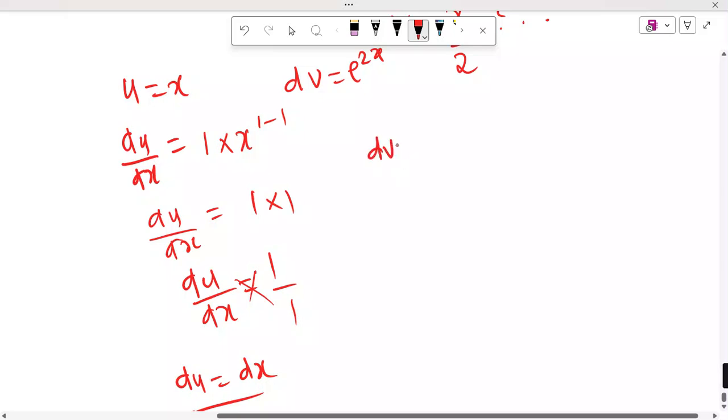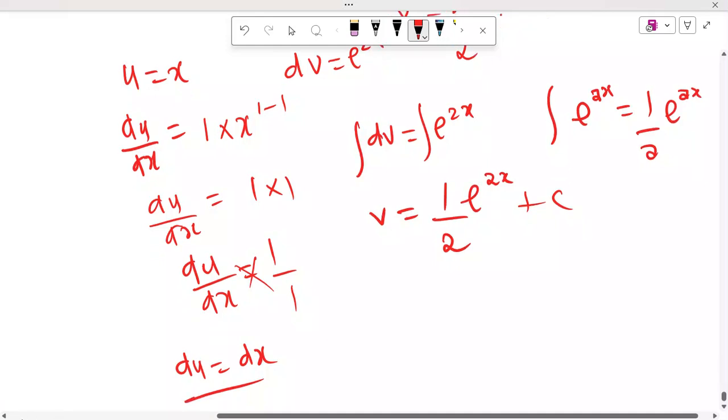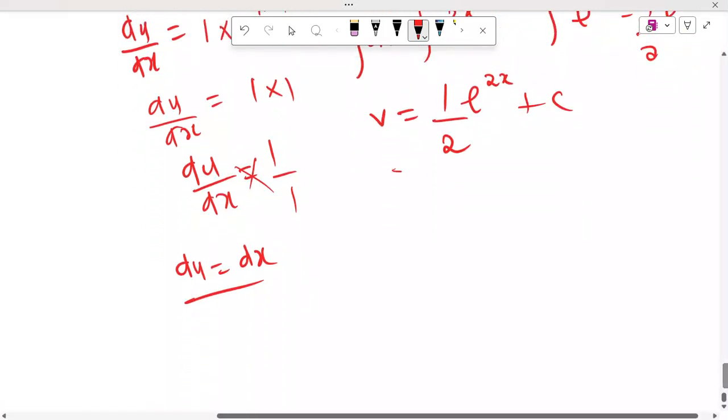Then we say dv equals e to the power 2x. So when you integrate both sides, v equals integrating e to the power ax. If you integrate, you get 1 over a, e to the power ax. So the coefficient of x is what? 2. So it's 1 over 2 e raised to the power 2x. That is the integral. So plus c, but no need of plus c, we are still on the way. So we know v is this. We know du is this.